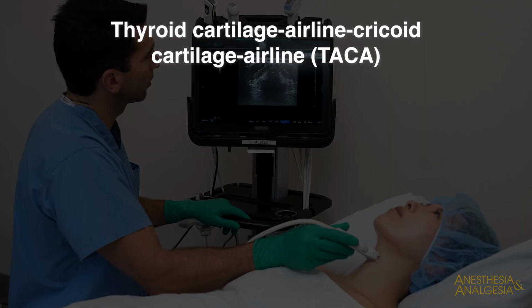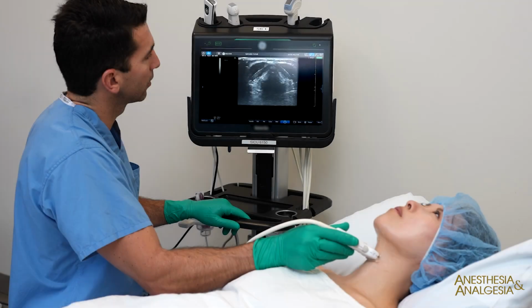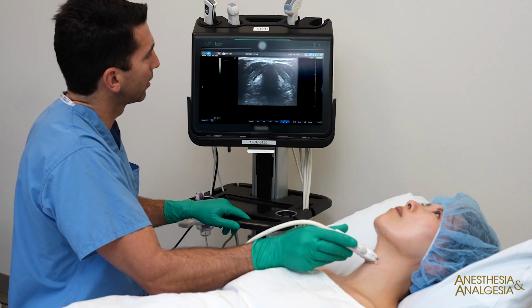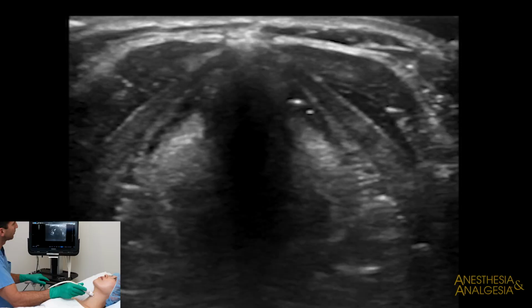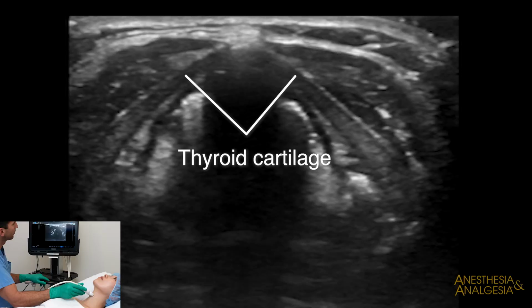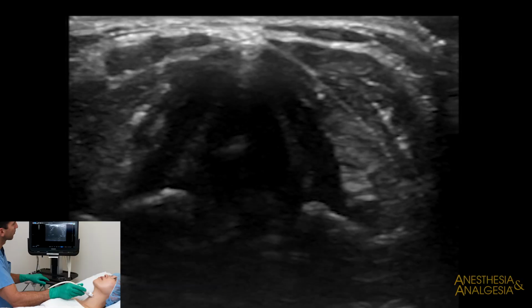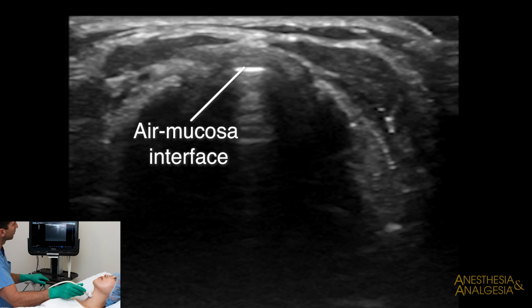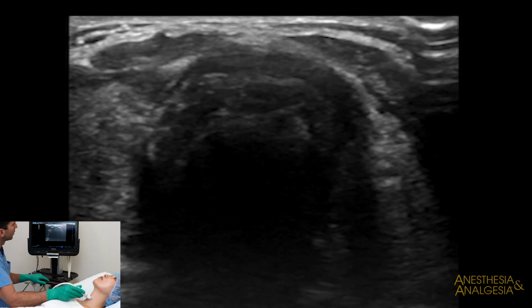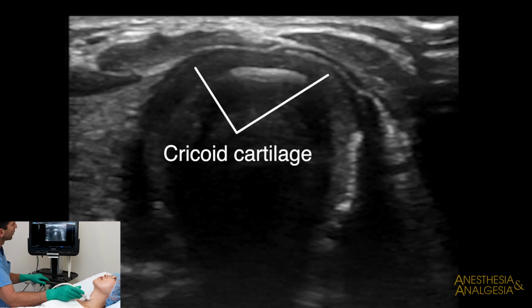The thyroid cartilage airline, cricoid cartilage airline, or TACA approach identifies the cricothyroid membrane with the linear probe in the transverse plane. Place the transducer on the anterior neck and identify the thyroid cartilage shaped like an inverted V. Then, slide the transducer caudally and visualize an echogenic linear structure that represents the air mucosa interface of the cricothyroid membrane. Continue to slide the probe caudally to identify the cricoid cartilage as an R-shaped structure.